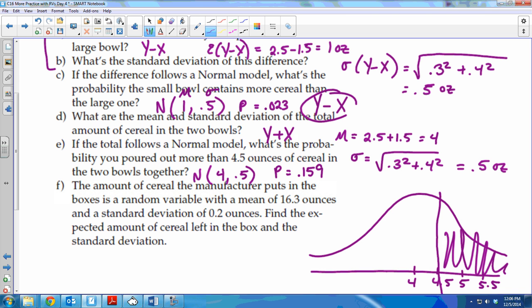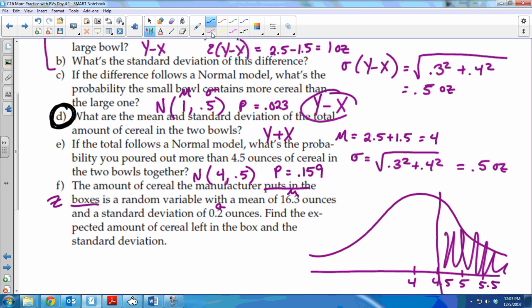Okay. On part F, the amount of cereal the manufacturer puts in the boxes is a random variable with a mean of 16.3 and a standard deviation of 0.2. So this is a new variable. This is what the manufacturer puts in the boxes, not what's being poured out in the bowl. Find the expected amount of cereal left in the box and the standard deviation. So remember, we poured one large bowl and one small bowl. We're trying to figure out what's left in this box, right? Don't we already have the totals that we already did? Yeah. Right? So on part D, we talked about the combination of what's in the bowl, right?